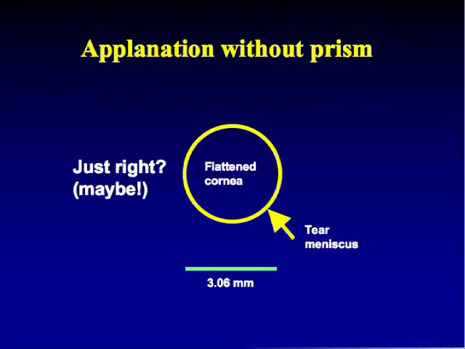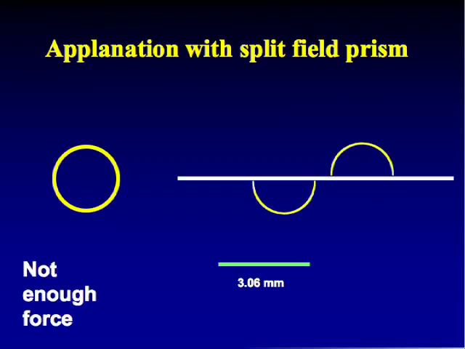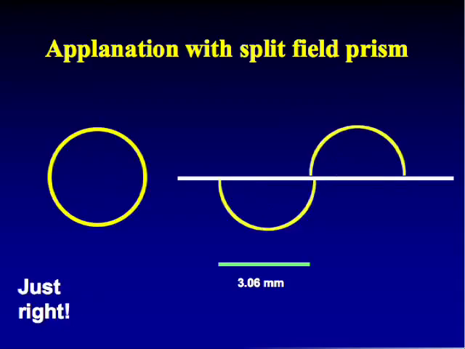So what we have in the applanation tip is a split field prism that separates the images by, guess how much? 3.06 millimeters. This way, when you have too much force, it's obvious because these overlap. So now you back off a little bit. Whoops, that's too far, too little force. Now the circle's too small, so they're separated by too much. So then we increase it again, and that's just right, where there's exactly 3.06 millimeters of separation. Notice that you're using your vernier acuity to find that break in the line and make that precise adjustment.